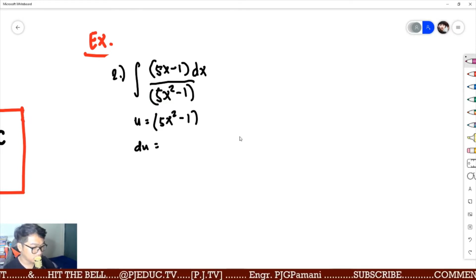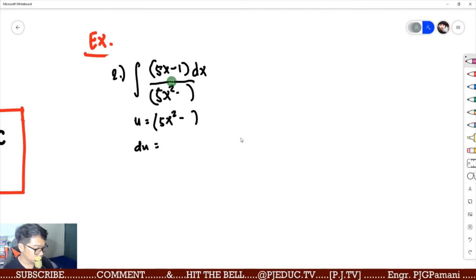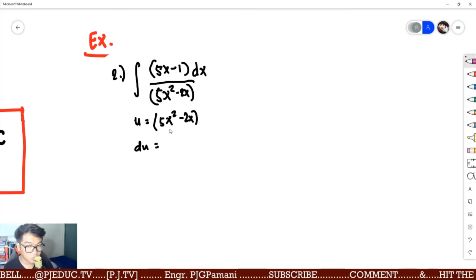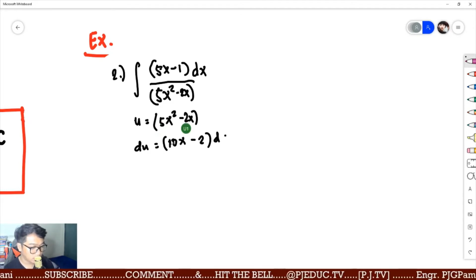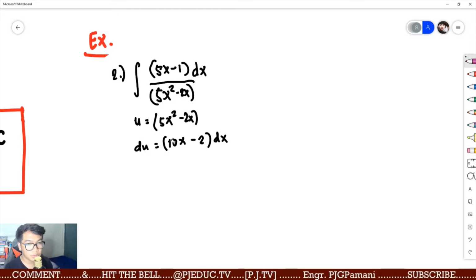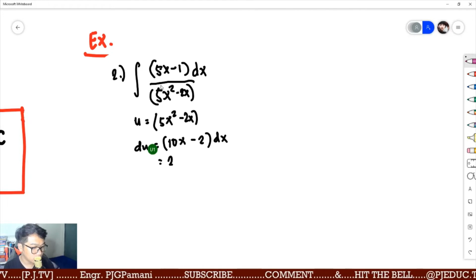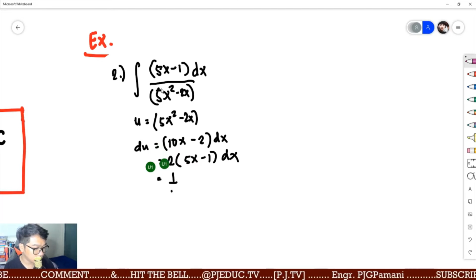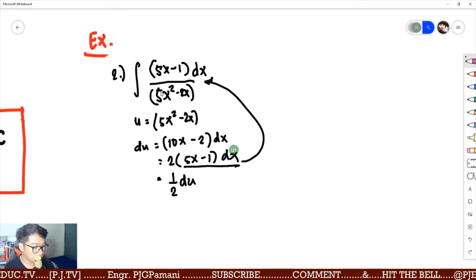Ay, 2x pala ito. This is 2x. Derivative of 5x squared minus 2x is now 10x minus 2. Either way, hindi tayo makakapag-produce ng correcting factor that involves 5x minus 1. But take note, pwede nating i-extract si 2, which is 5x minus 1 dx. So, we'll have to introduce a correcting factor of 1/2. Ayan na siya, oh. Kaya magiging 1 na lang si 5x minus 1.